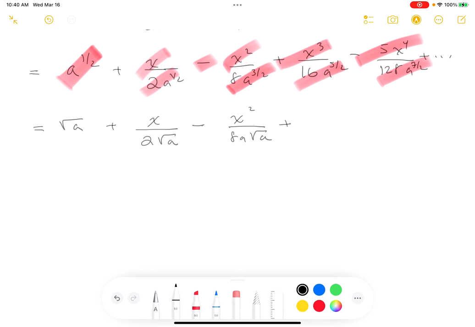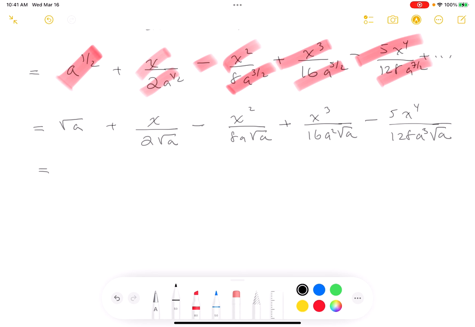Next one, plus x cubed. What do you get over there? 16a squared root a. Minus 5x4. Do not feel obligated to do this, by the way. 128a cubed root a. And it's got a nice pattern writing it down that way.